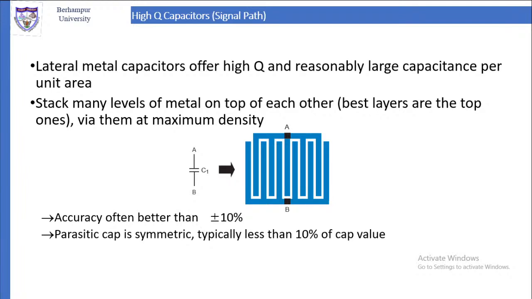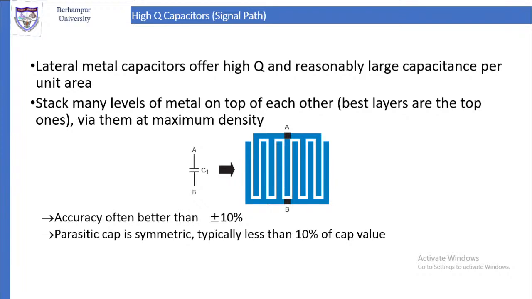Since they are in parallel, the capacitance will increase. The small gap will increase the capacitance, and their placement in parallel will also increase the capacitance. So realizing a capacitor in this manner gives you a high Q, high value capacitor. This type of capacitor is used in the signal path. In the RF circuit, the signal path requires high Q capacitors, so there we use this type of capacitor. Accuracy in this is better than 10%.